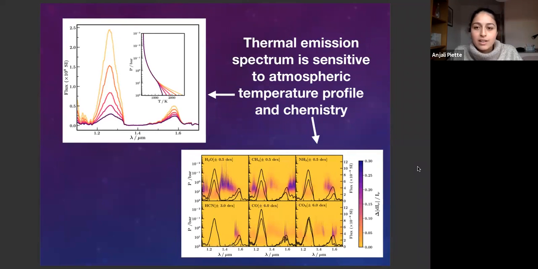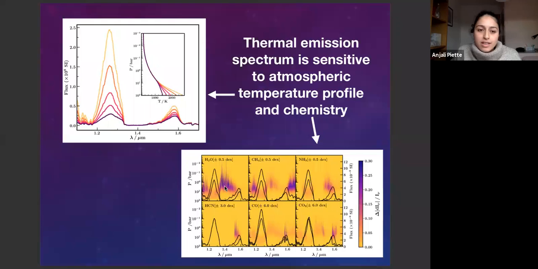So one of the reasons I love thermal emission spectra is that it doesn't just tell you about the chemistry of the atmosphere, which is super useful. And like in this plot, for example, I know it looks a little bit complicated, but basically these purple squiggles are showing which parts of the atmosphere are sensitive to different species. And they're showing us that the spectrum is actually really sensitive to those different abundances. So it's a great way to learn about the chemistry.